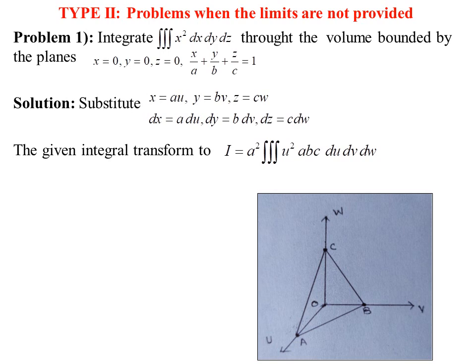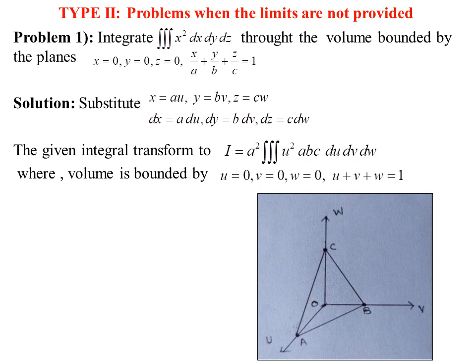So with the help of this substitution, our integral transforms to I is equal to a square, because x square we are having, substituting au, so a square as a constant we can take outside, triple integration u square. abc comes out with the substitution of dx, dy, dz as du, dv and dw. abc constant into du, dv and dw.